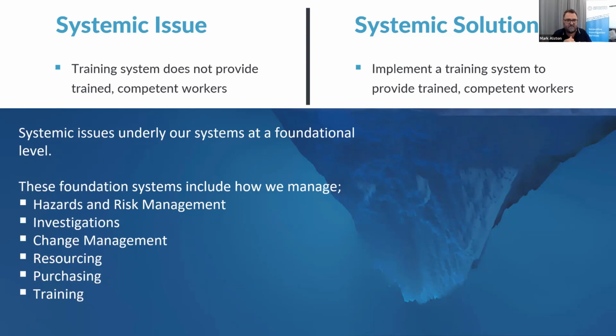Are we purchasing fit for purpose equipment? If not, that could affect more than the one issue, right? Are we resourcing things correctly? This is where we need to dig. We need to get into these foundation systems. It could be human resources. It could be, as I said, the budgeting process. It could be an investigation process. All these foundation systems are where we need to look.